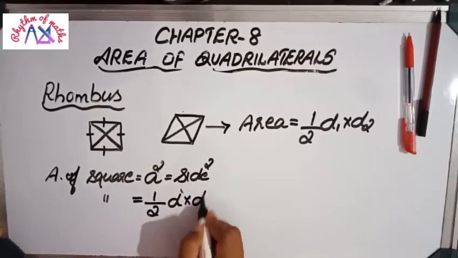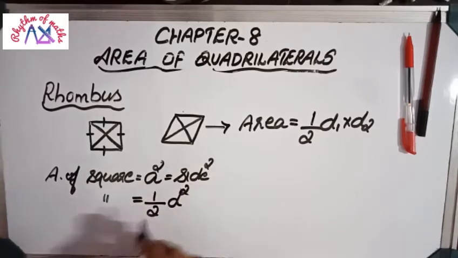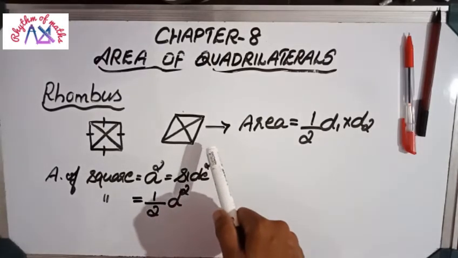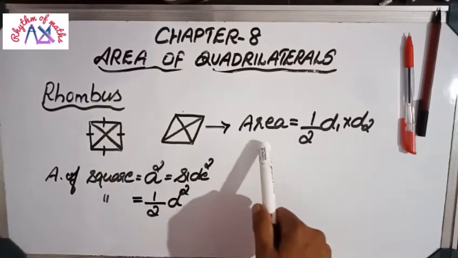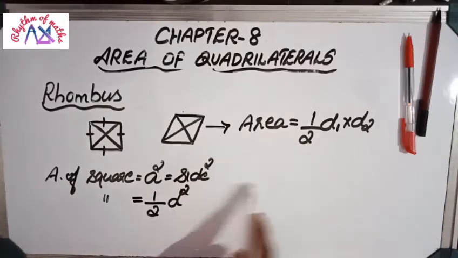So if we write like this, it will be half d into d. D into d is the same as d square. That's why for square we will write the equation as half d square, and for rhombus we will write the equation of area as half d1 into d2. Okay, learn these two equations by heart.